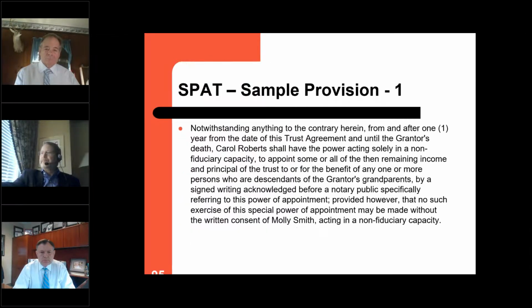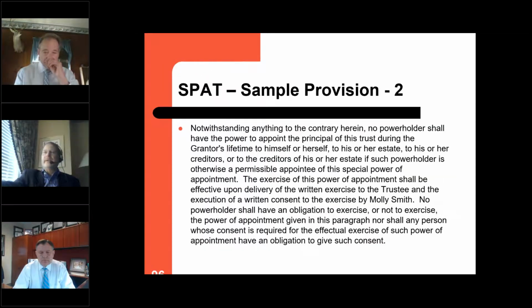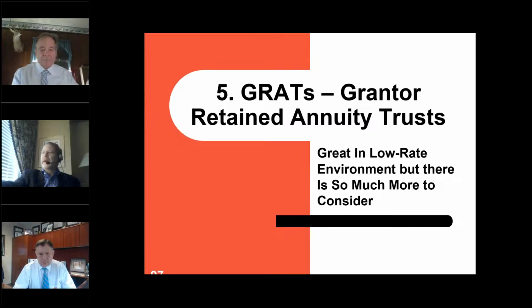Now, there's a sample SPAT provision. And by the way, the provisions are courtesy of Interactive Legal, and they let me steal all their language and give it to you. Throughout the handout, we have a lot of sample language that I've pulled with Interactive Legal's permission.